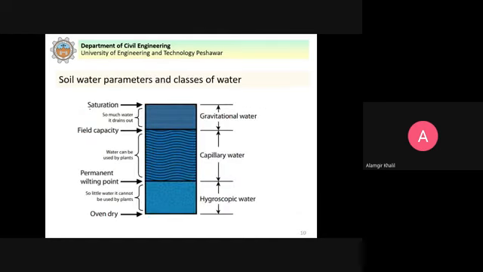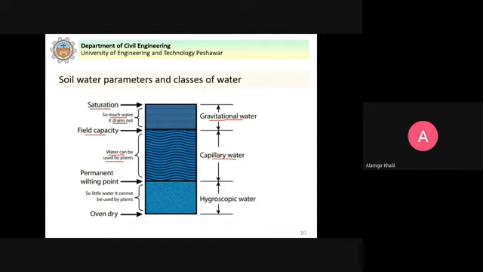You can see here that we have saturation, so much water, it drains out due to gravity. So we have this as gravitational water because it drains out. That's why this water is not available to the plants, because it drains out fast. Now we have the field capacity, so water can be used by the plants. This is the capillary water.